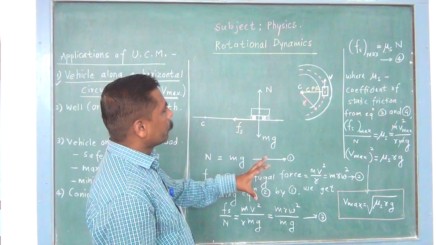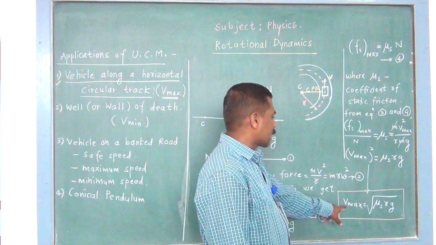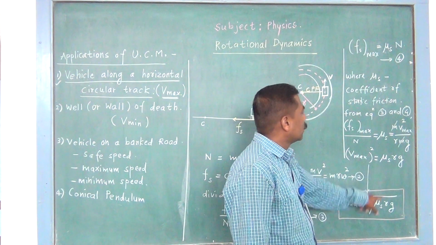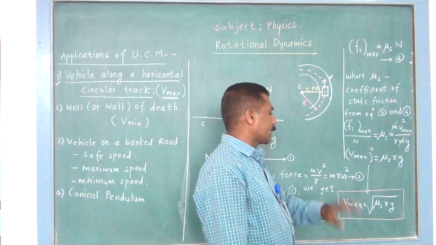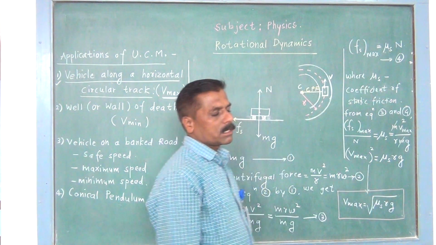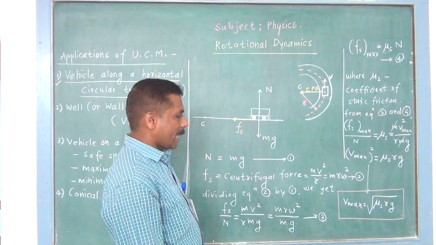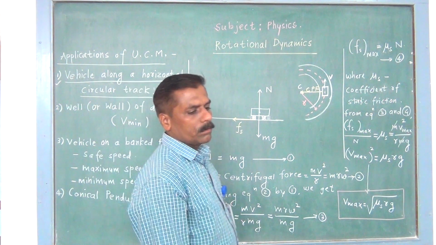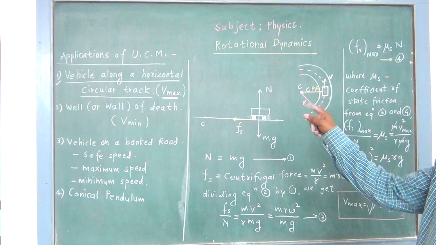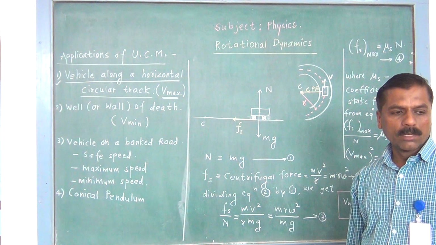So it is a very simple explanation, and from this equation it is clear that the maximum velocity is directly proportional to mu s, which is called the coefficient of static friction, because in this situation r and g are constant. R is the radius of the circular path, and g is the acceleration due to gravity. So we can say this is the expression for the maximum speed of the vehicle when it is moving along a horizontal circular track.